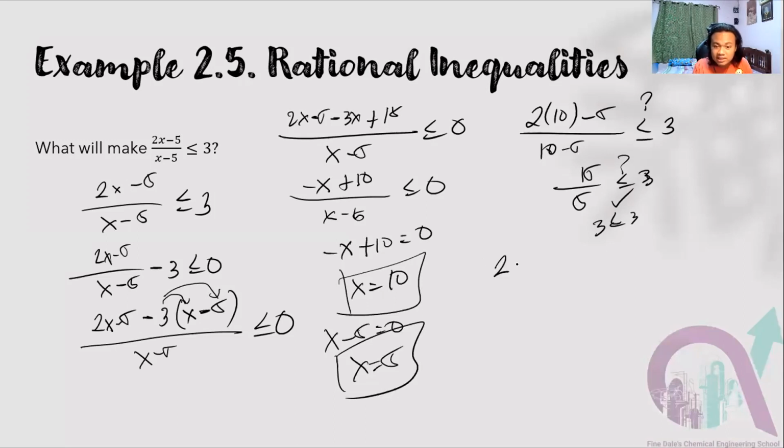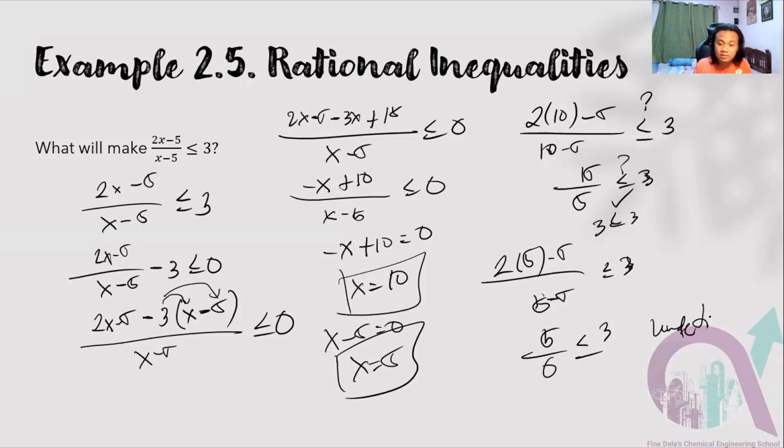Lastly, if we test number 5, 5 minus 5, you can see that the denominator becomes 0, right? 5 minus 5, 2 times, so we have 5 over 0. So actually this is not true. So it is undefined. Meaning 10 is included in the solution, but 5 is not. Okay, so that is the significance.